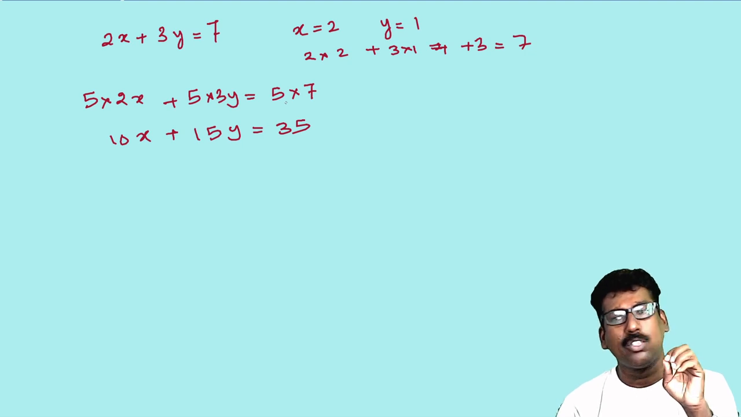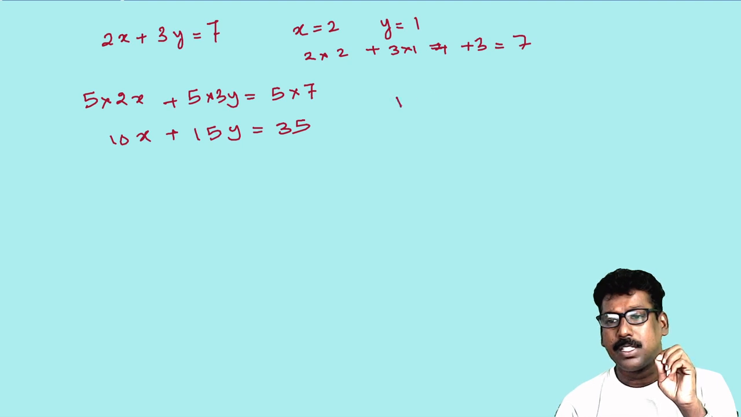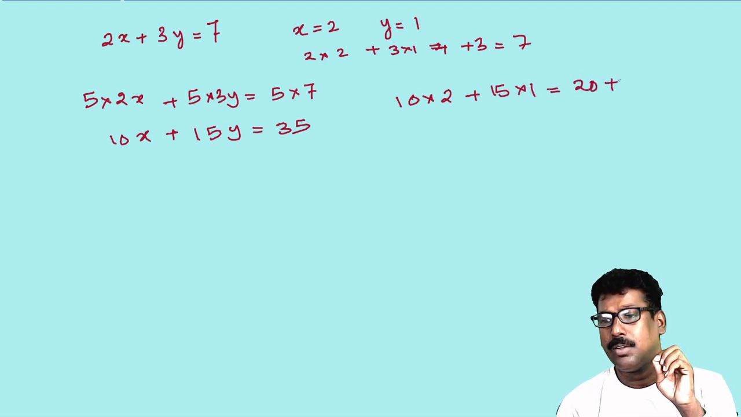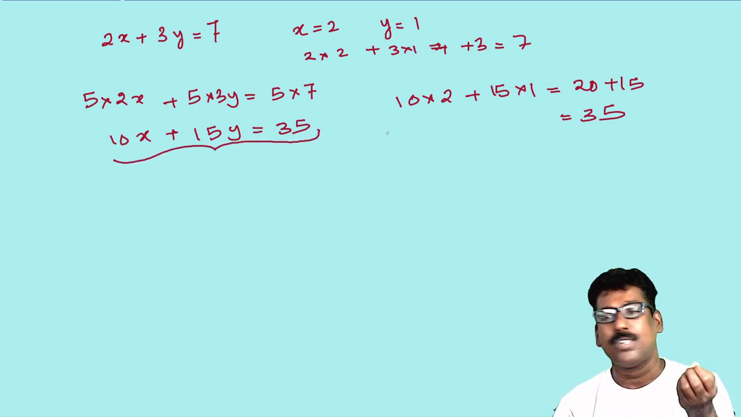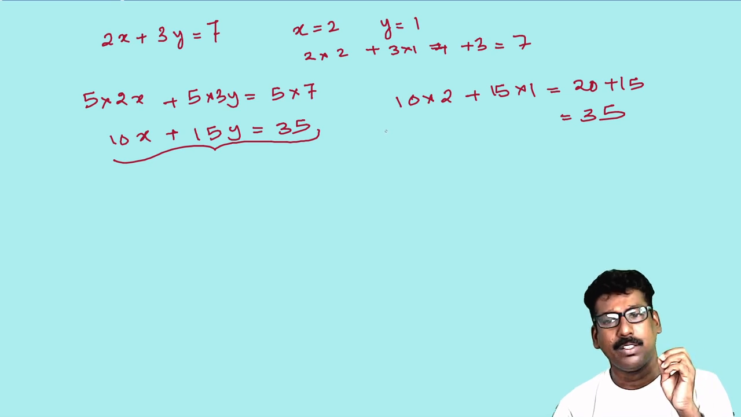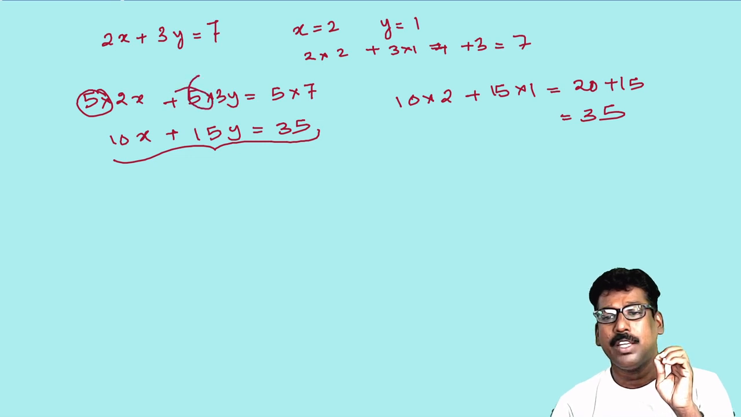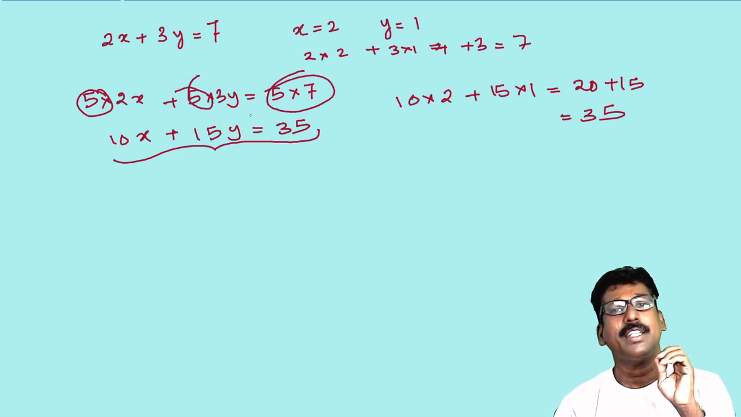Now when x is equal to 2 and y is equal to 1, what will happen to this equation? That means 10 into 2 plus 15 into 1. 10 into 2 means 20 plus 15, again you are getting 35. That means here 10x plus 15y is equal to 35 satisfies when x is equal to 2, y is equal to 1. If you multiply a number by each term of the equation, the solution remains same. Let me take another example.